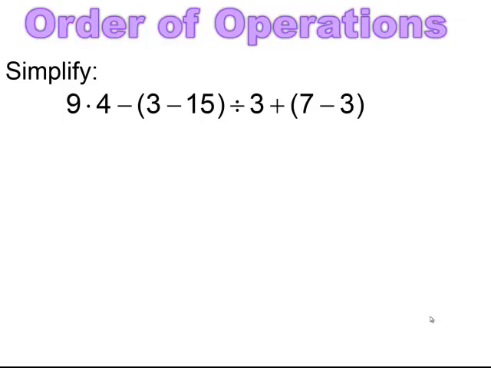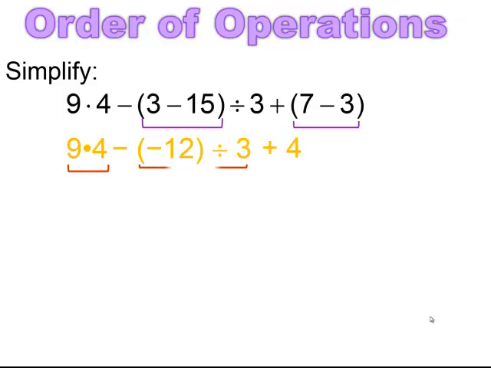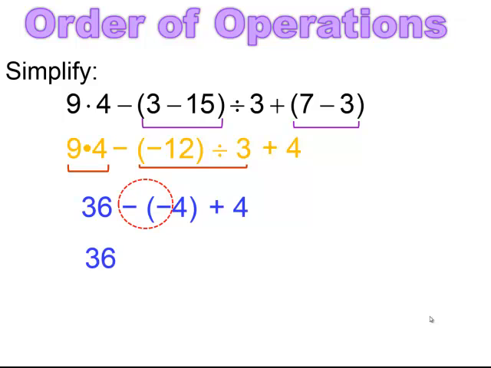Pause and try. So I'm working in the parentheses first. I end up getting a -12 divided by 3 plus 4, and then I'm doing the multiplication and division. I end up getting 36 minus a -4. I kept it in parentheses, bringing down that plus 4, and then I see that double negative. Always keep in mind double negatives change to positive. So I end up with a 40 plus 4, so my solution here is 44.